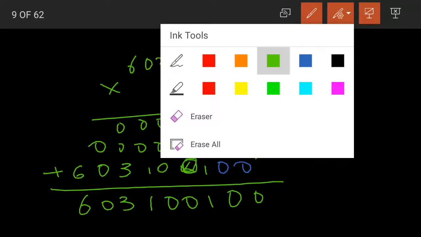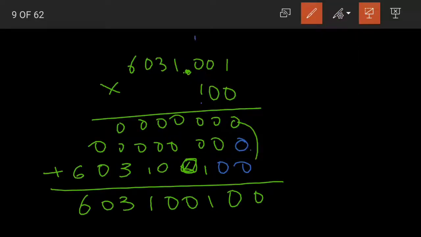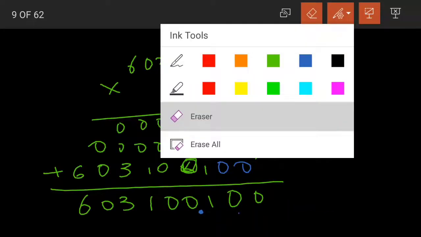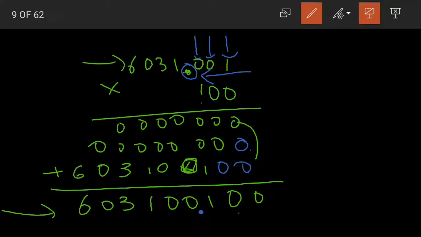Now can you count the number of decimal places, children? We have 1, 2, 3 decimal places. After 3 digits from the right, we are having our decimal point. So for the product, we need to place a decimal point after 3 digits from the right. Understood? After counting 3 digits, 1, 2, 3, we have to place our decimal point. Let me erase this here. So now this becomes our product of the given decimal number and the whole number. What is the product here, children?